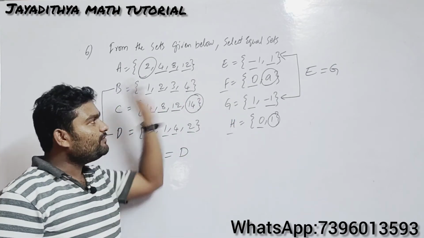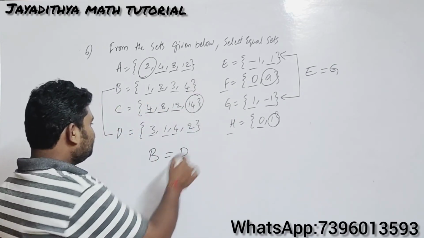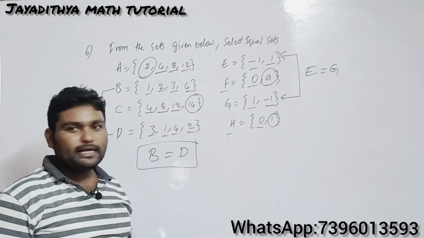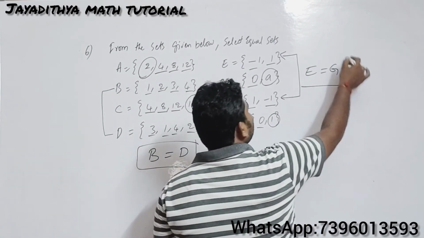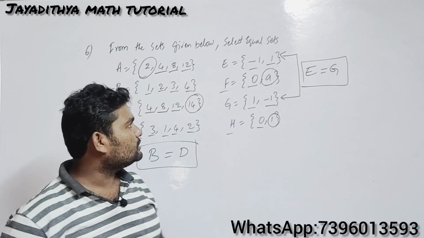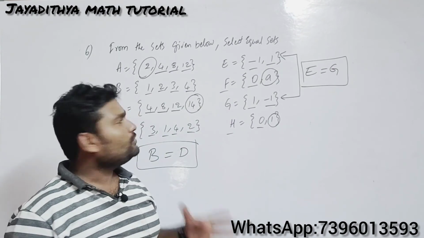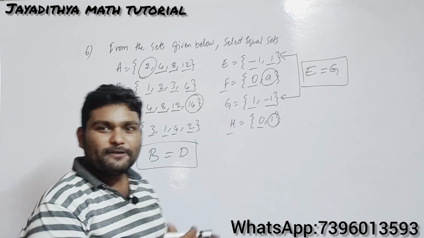So, from the given sets, what are the equal sets, Nana? B is equal to D. These two are equal sets, and E is equal to G. These two are also equal sets. So this is all about the concept of equal sets.